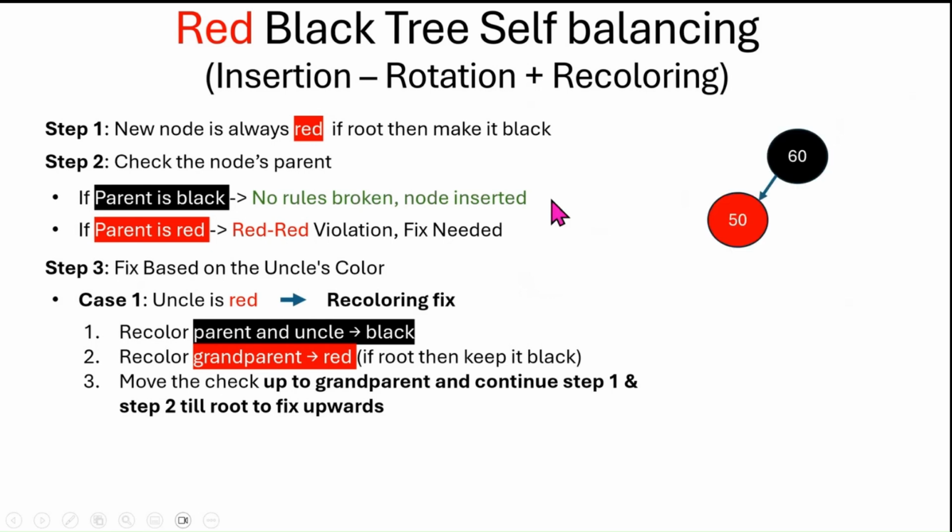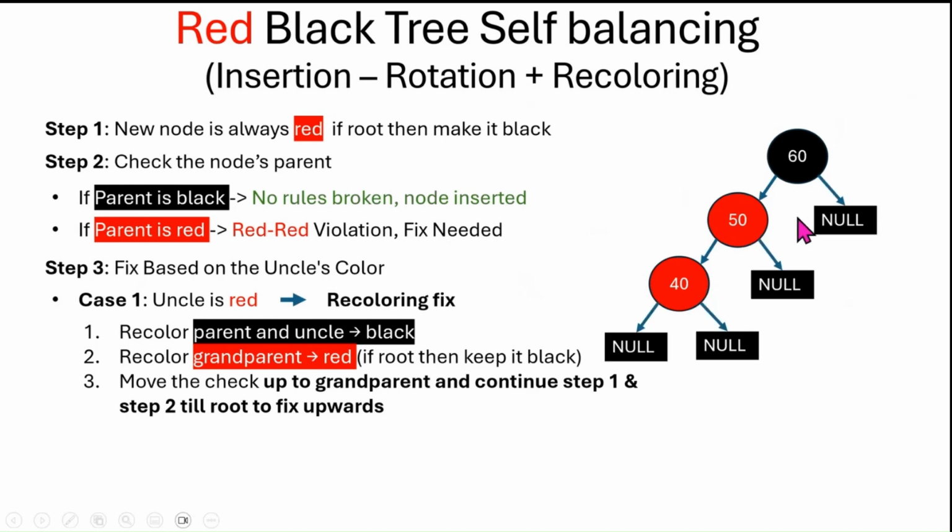Now let's take another case where recoloring might not fix, right? So for example, let's say this is our tree, 60, 50, and let's say we add 40 here. Now we can't recolor 50 also because then it will break the black height property. We can't recolor 40 also. So if you see this property, it is a red violation, right? Now let's see if I represent the null node also. So the null nodes are considered as black nodes in the red black tree.